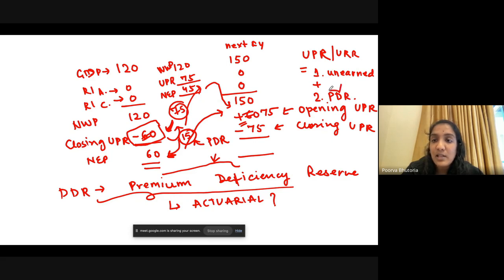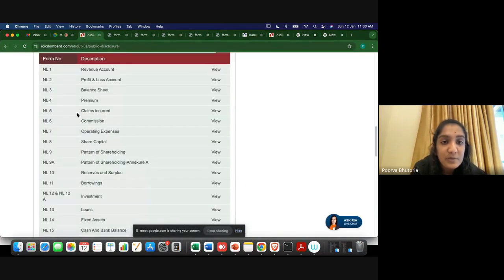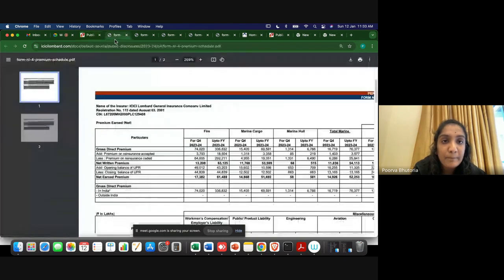As the name suggests, if we think that the unearned premium is not sufficient and we need extra funds to support that business, to support that risk, we make a premium deficiency reserve, and that also comes under opening balance of UPR or closing balance. Basically, we make a closing balance, and for the next year, that becomes the opening balance. So this is all that you should know about NL4, at least for now. Now, we'll go to the next NL, which is NL5, claims incurred.